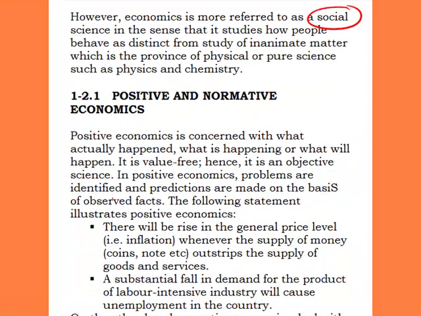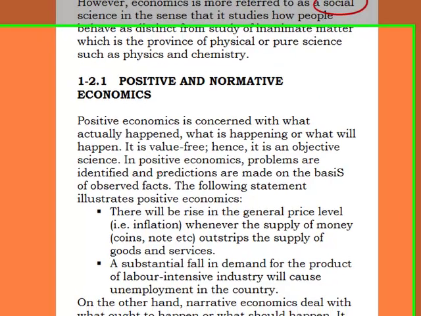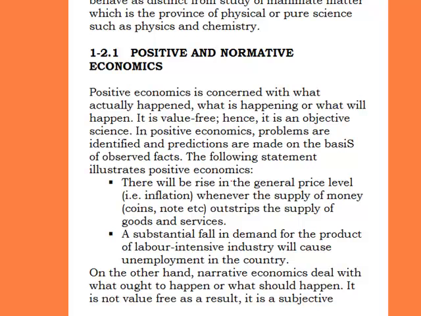When talking about positive economics, there should be a fact to support the issues you are raising at that point in time. It means they should be subjected to verification, they are objective, not biased, they are value-free. In positive economics, problems are identified and predictions are made on the basis of observed facts. You don't just make predictions. There must be a reason, a basis, a yardstick, there must be data that is used to back your propositions or your predictions. That is what we call positive economics. Let's give an example of positive economics. Now, the following statement illustrates positive economics.